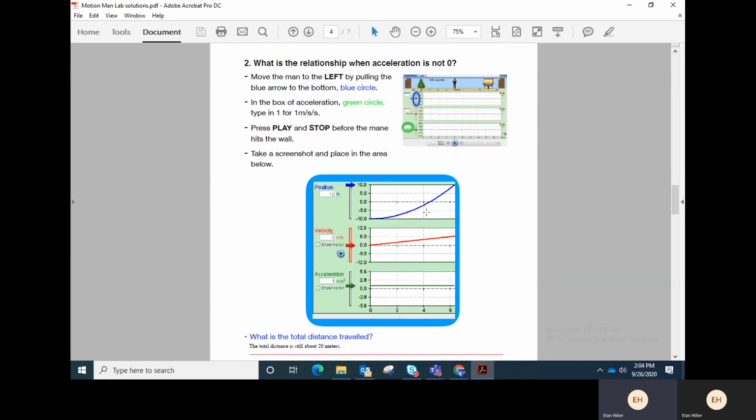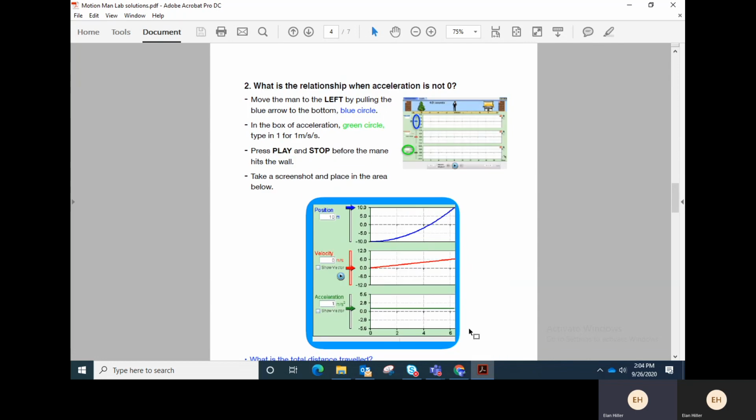Okay, we're going to take a look at a relationship when the acceleration is not zero. Okay, so this is what we're going to do. We're going to reset everything.